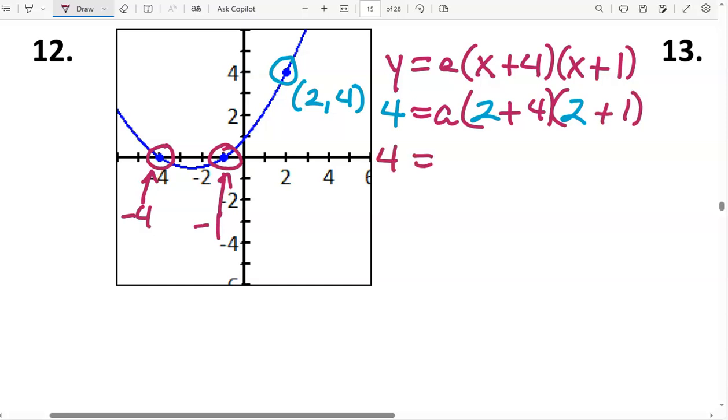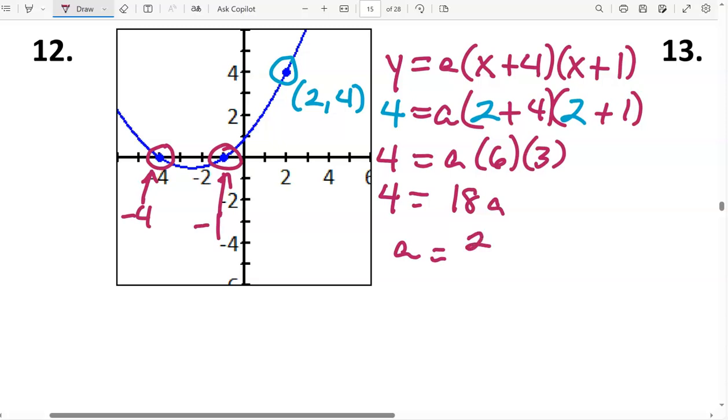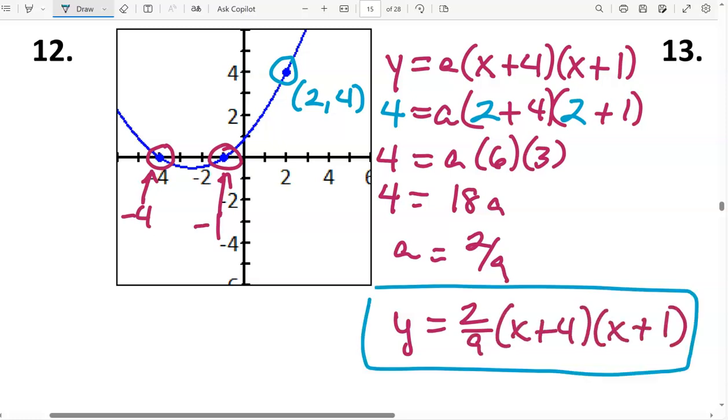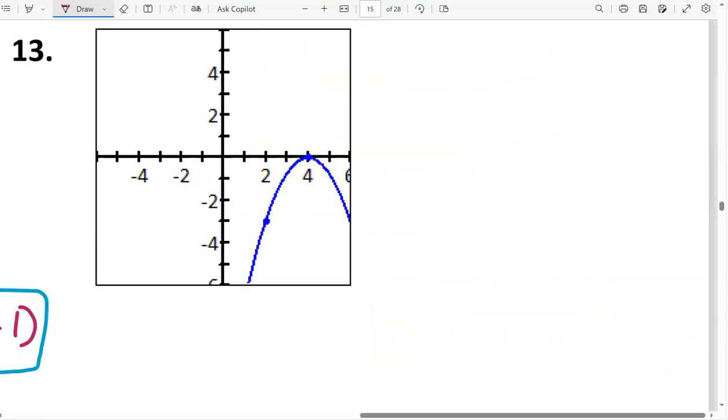So 4 is equal to a times 6 times 3, or 4 is equal to 18 times a, and a is 4/18 or 2/9. So y is equal to 2/9 times x plus 4 times x plus 1. In 13, since we have the vertex, the most appropriate form would be vertex form.